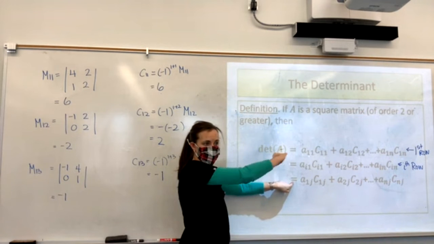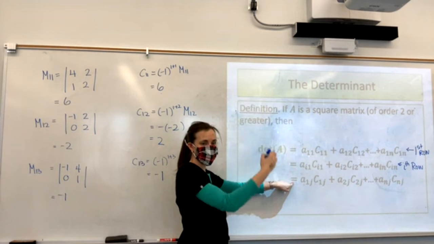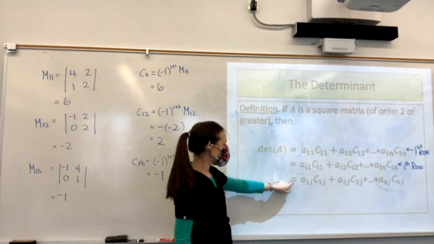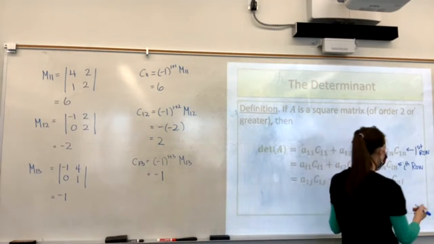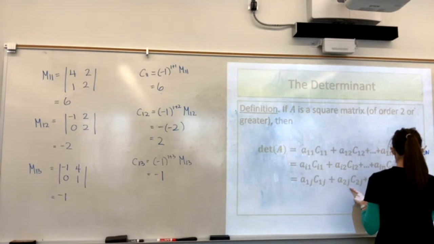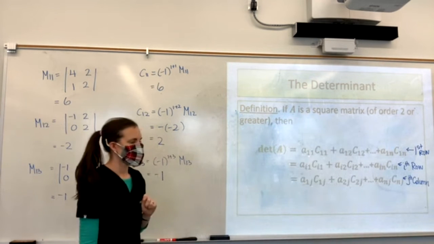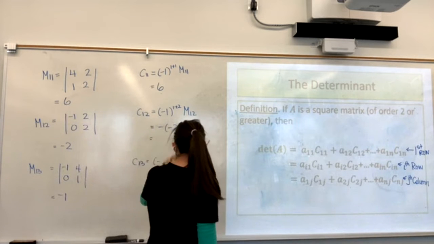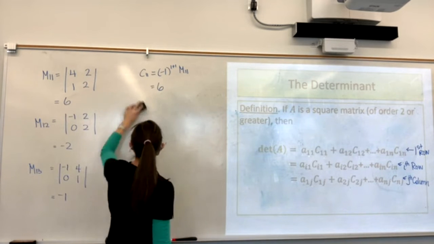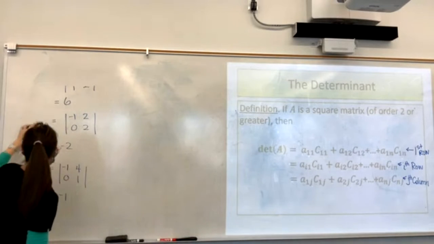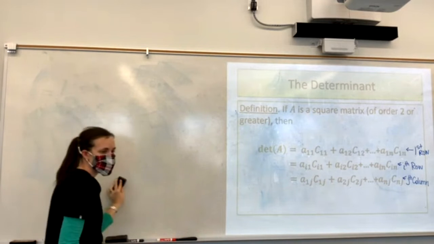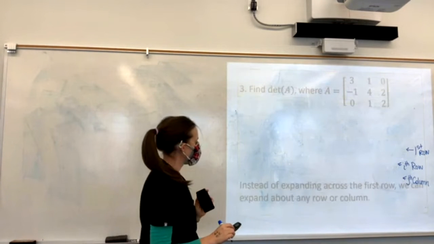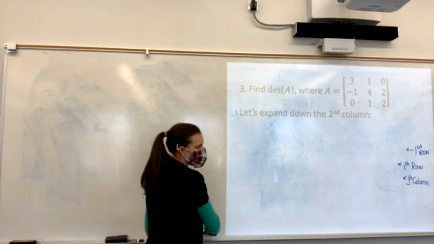But there's also nothing special about working your way across rows. You can also work your way down any column that you like. And so this final piece of the definition is what it looks like if you work your way down the jth column. Okay, so that's what the definitions look like. So let's go back to that same matrix one more time. And instead of working our way across the first row, let's compute the determinant a different way. So let's expand down the second column.